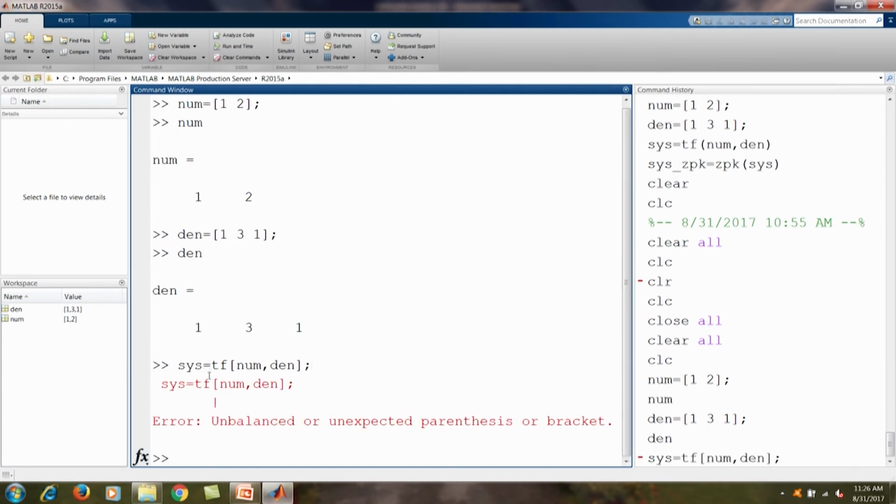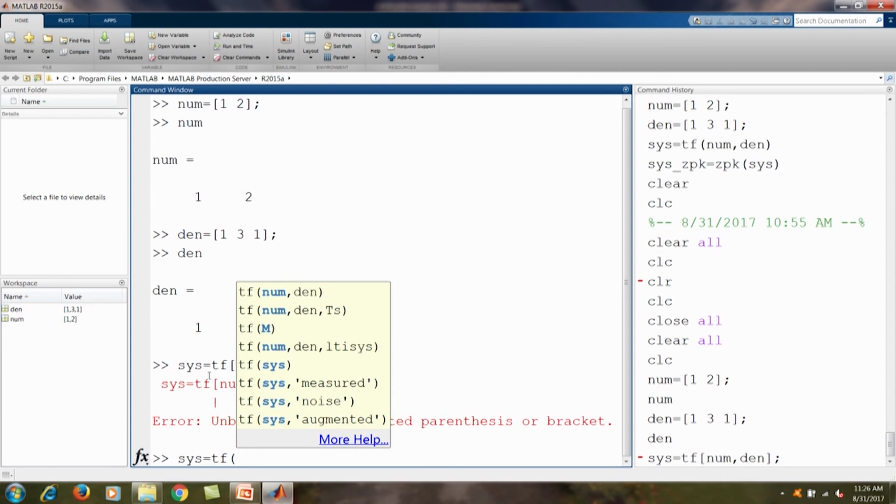So here we have done some mistake. We have unbalanced or unexpected parentheses. So we should not use this, we have to use the small bracket. So sys equal to tf, so this one, because here you see we are getting tf small parenthesis num den.